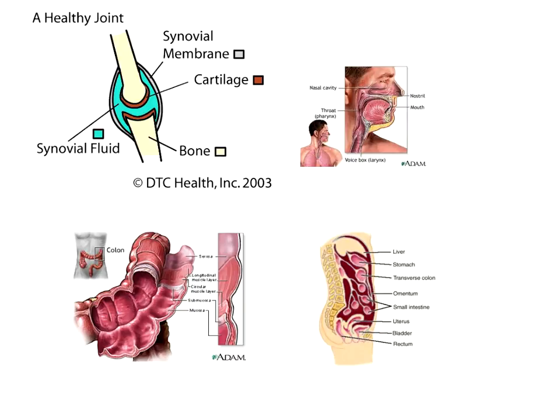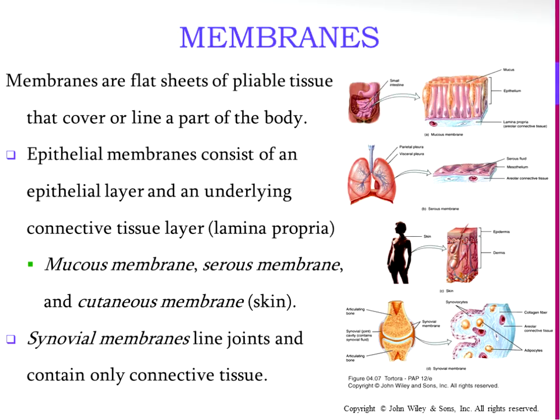Okay, so what is a membrane? A membrane is flat sheets of pliable tissue that cover or line part of the body. Pliable means it can move around, or it can bend very easily. So we have epithelial membranes, and we have synovial membranes. Those are two categories of membranes.